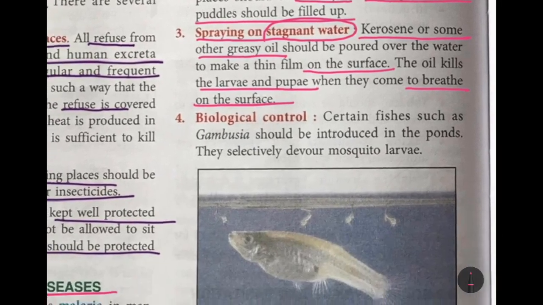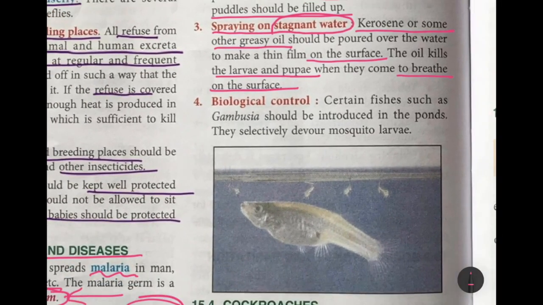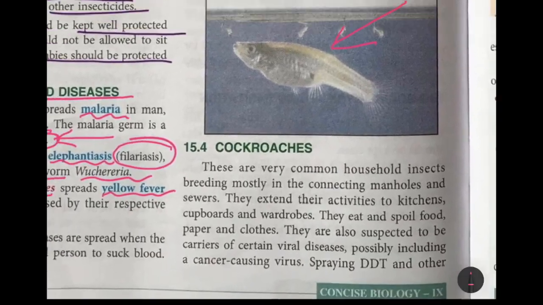There is another method, biological control. Biological means there are certain living organisms which feed on the larvae. Certain fishes, known as Gambusia, should be introduced in the ponds. They go and eat up, they devour the mosquito larvae.